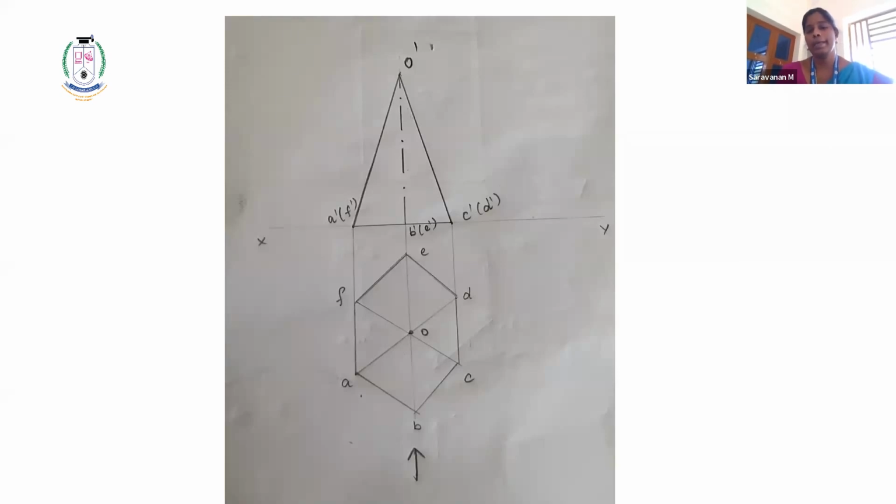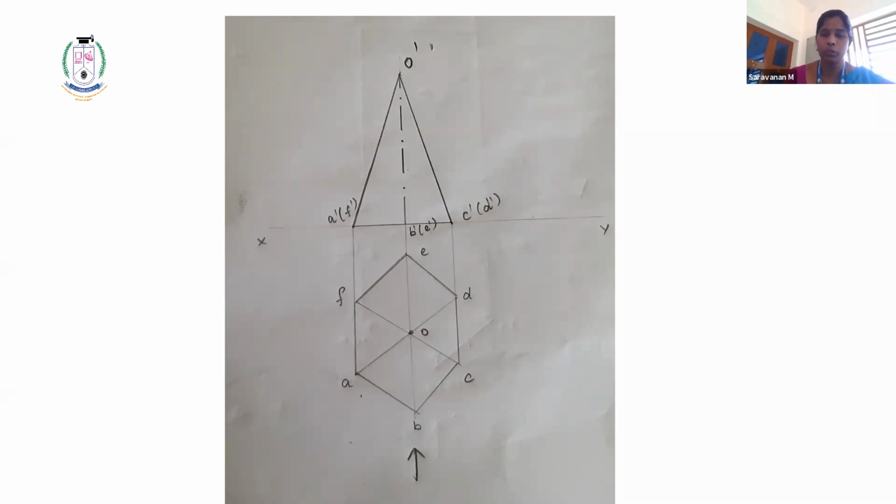So A dash, B dash, D dash. Invisible corners are F, E, D. So F dash, E dash and D dash in bracket are given. So next, the top one is the apex, which is mentioned as O dash.